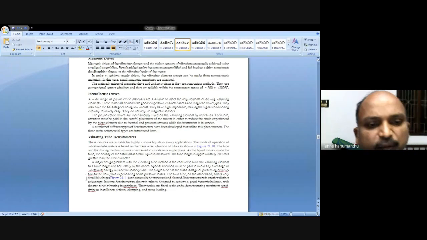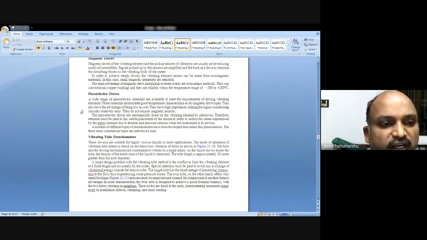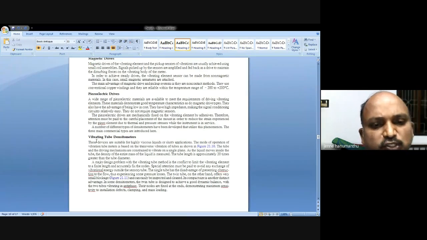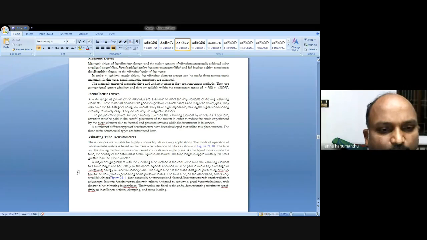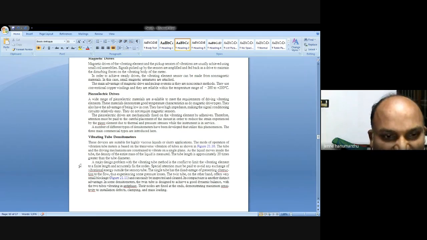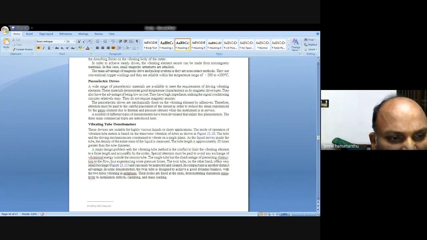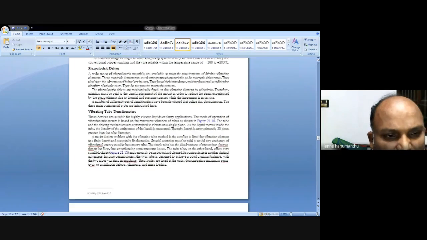Based upon the vibrations, it comes under the piezoelectric concept. When a fluid passes through some tubes, it is going to vibrate. When it vibrates, it gives some signals. That signal may be amplified and measured, and it is proportional to the unknown density of the liquid. Like this, the measurement process is going on.